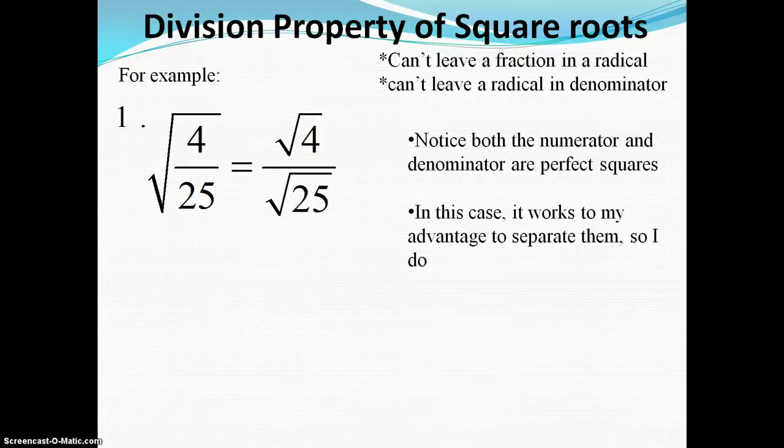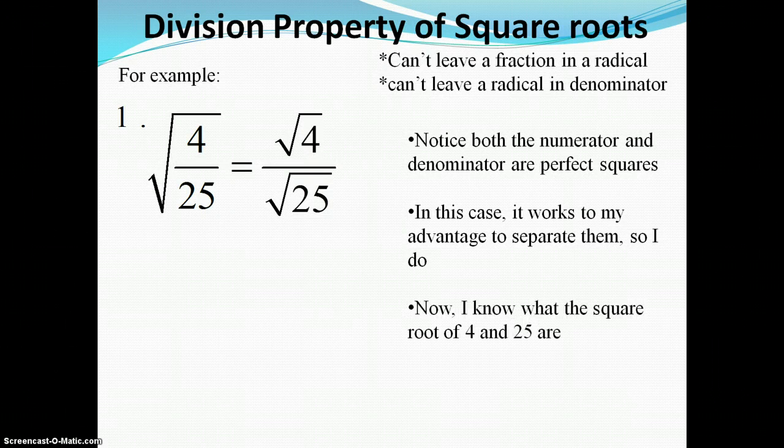Now, I may not know what the square root of 4 over 25 is, but I know what the square root of 4 is, and I know what the square root of 25 is. The square root of 4 is 2. The square root of 25 is 5, and then you've got 2 over 5 as your answer. So that's reduced. If you take a look at number 2, it's going to be very similar. It says the square root of 16 over 36. All you do is separate them and take the square root of each one.